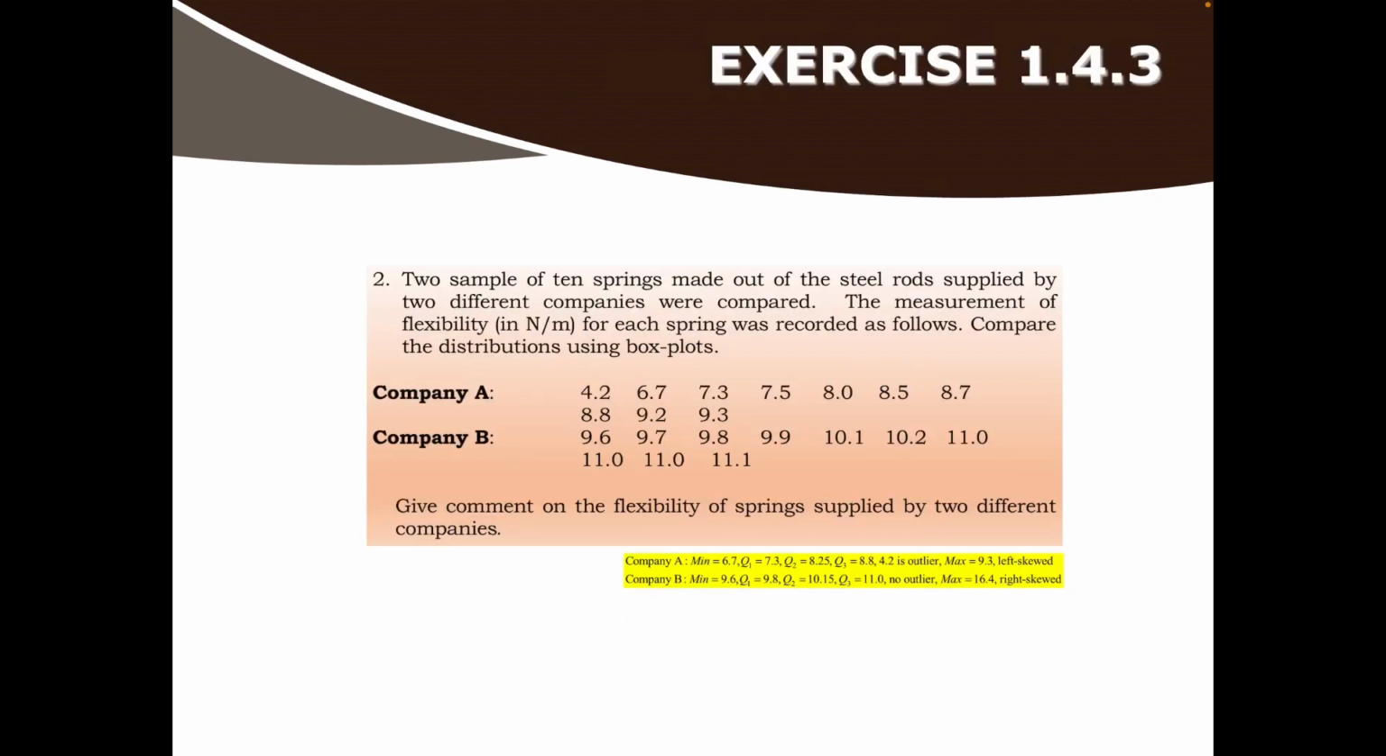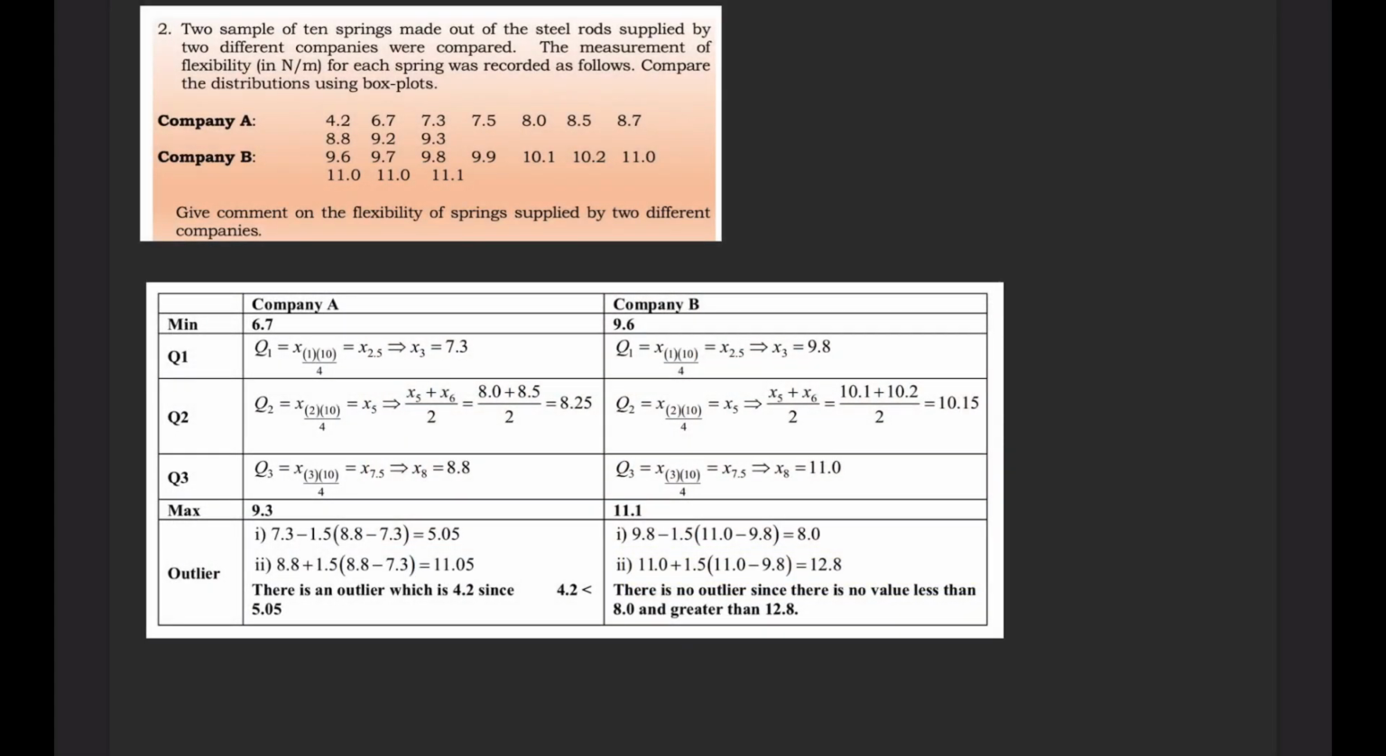So let's do exercise 1.4.3 number 2. For number 2, we have 2 samples of 10 springs made out of steel rod supplied by 2 different companies, company A and company B. Give comment on the flexibility of springs. So you have to draw the box plot, because here we compare the distribution using box plot.